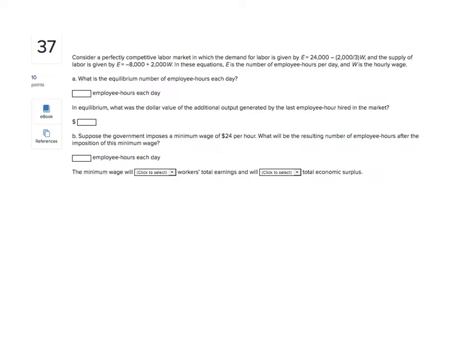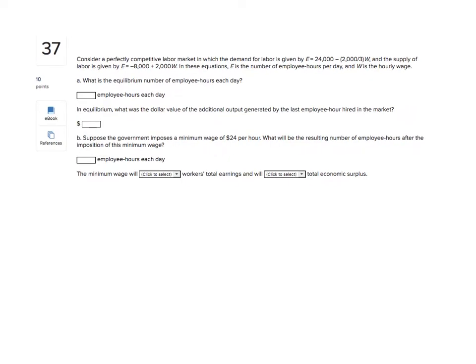All right, let's start. So we have these algebraic expressions for supply and demand. I like talking about labor as L for labor rather than E for employment, so I'm just going to change it to that. On the demand side, we've got L equals 24,000 minus 2,000 over 3 times the wage rate. That's the demand, and we could even put LD there.